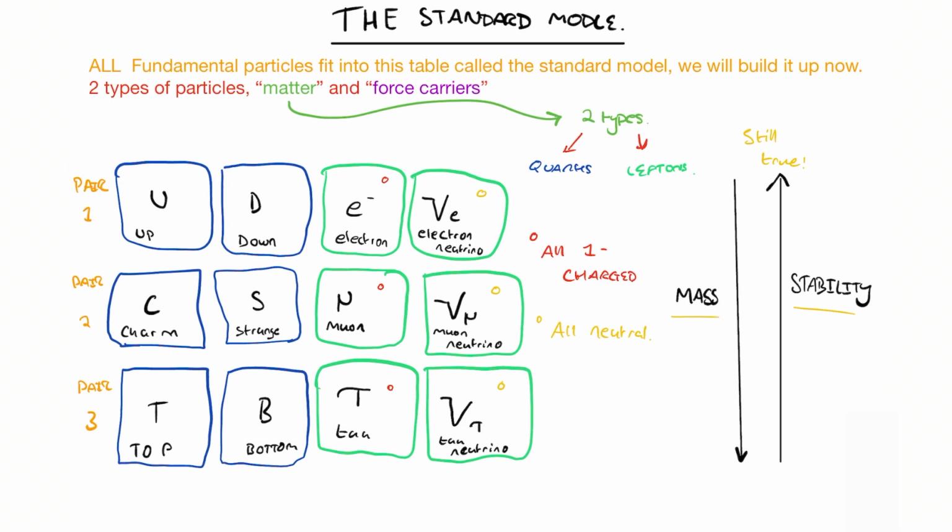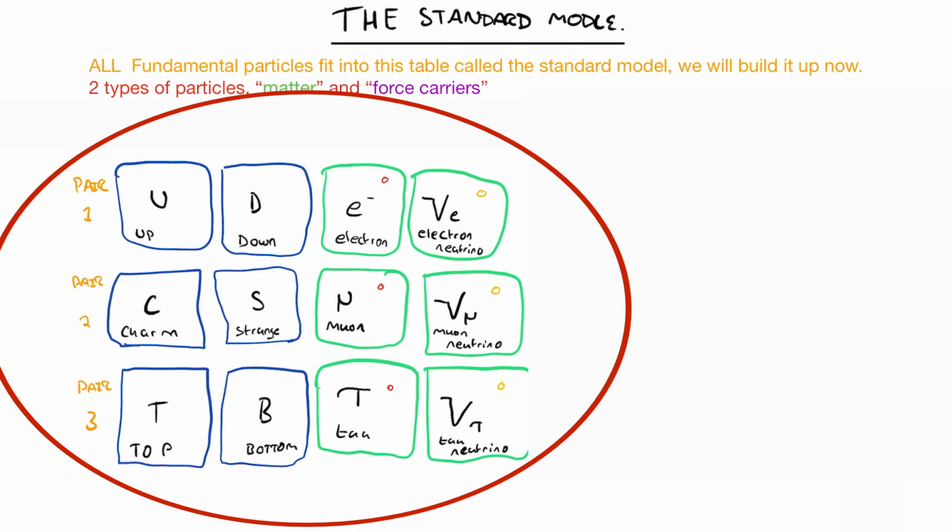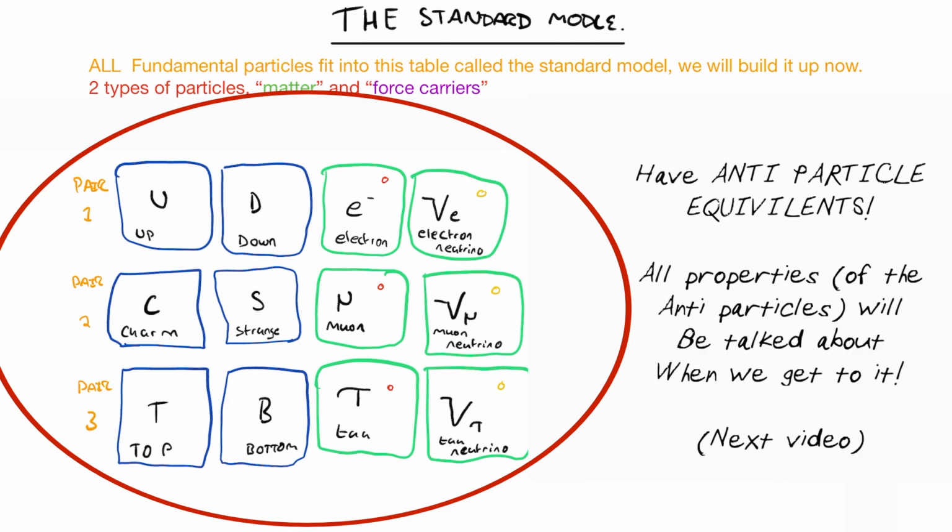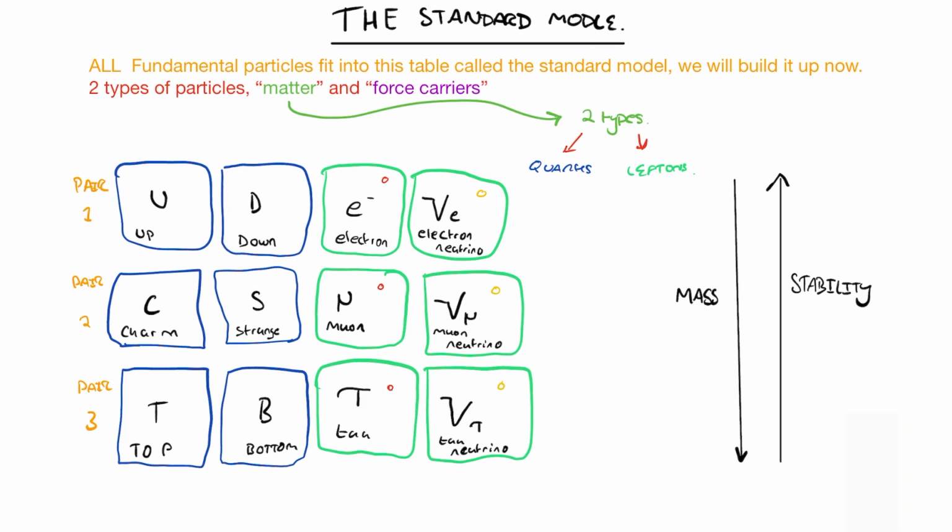Now, to carry on building the standard model, we have to move into the realm of true craziness, antiparticles. They do exist, and they're not just Star Trek's scriptwriters' fantasy. All of those particles which I just mentioned have a corresponding antiparticle equivalent. All of the properties will be talked about when we come to it soon, but for now, just know that they're real. Those are all of the particles that make up all of the matter in the universe.